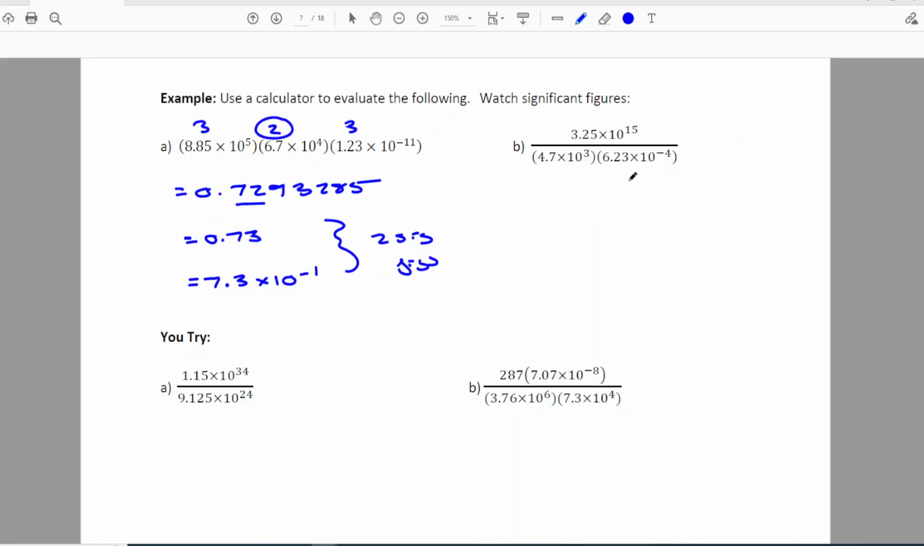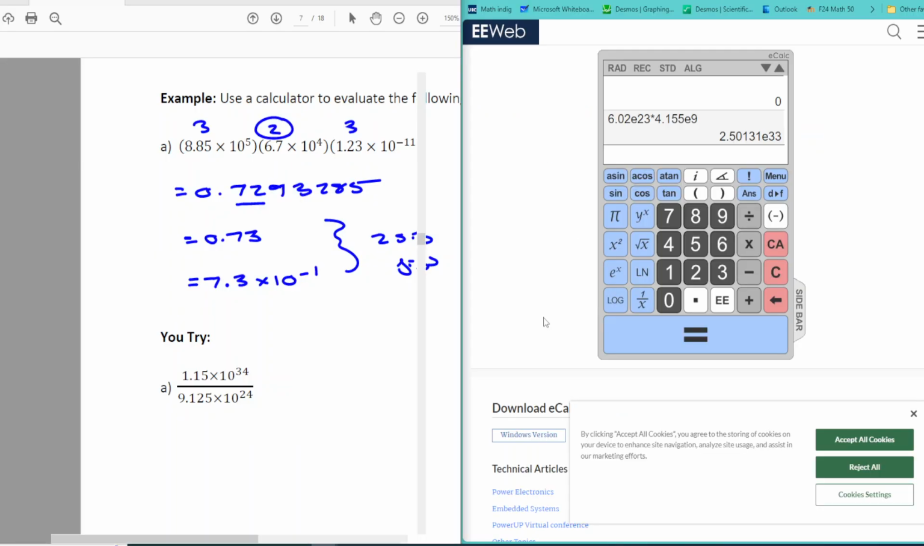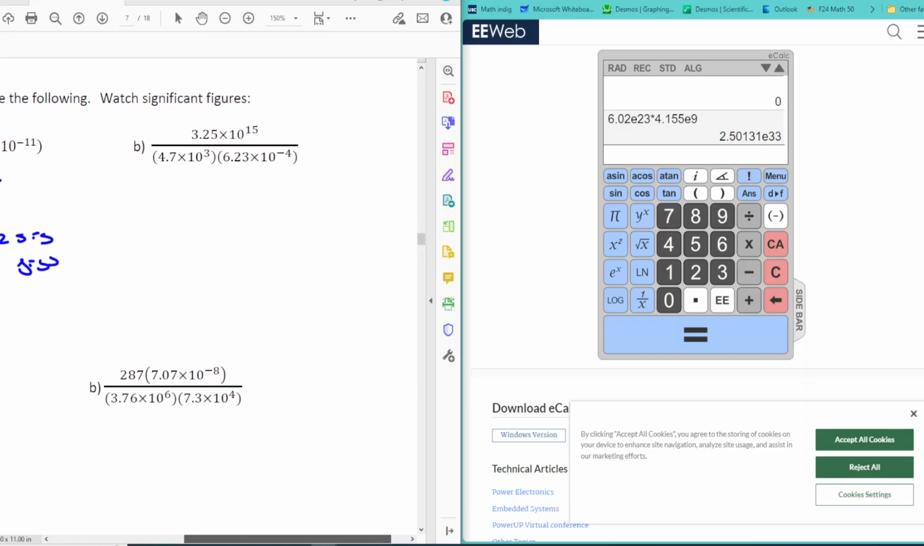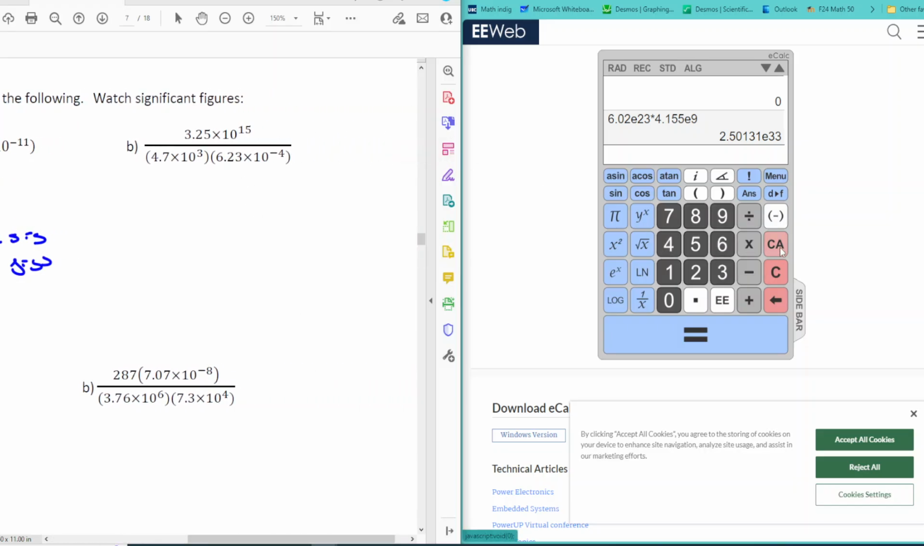Now this next one, I wanted you to wait for me because I really want to point out something. If I was to plug this into my calculator, let's actually just do it. If I took this question and I plugged it into my calculator as it's written, so I'm going to put 3.25 times 10 to the 15. Now don't copy me because I'm going to do this wrong. Divided by 4.7 times 10 to the 3 times 6.23 times 10 to the negative 4. Can anybody see the problem?